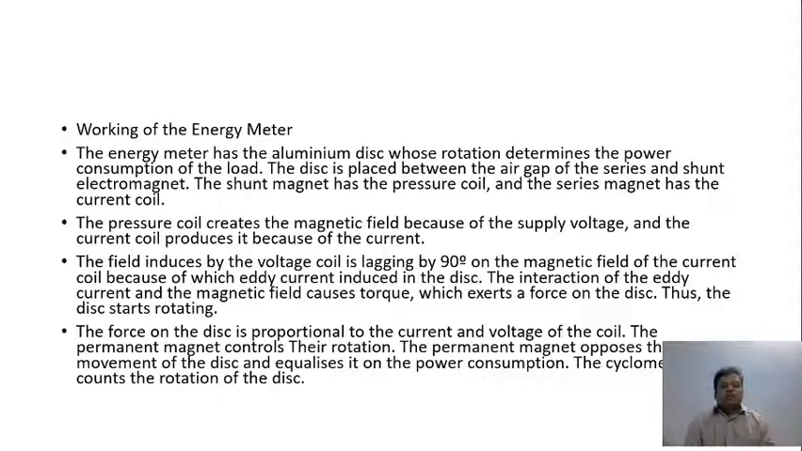The force on the disc is proportional to the current and voltage of the coils. The permanent magnet controls the rotation. The permanent magnet opposes the movement of the disc and equalizes it to the power consumption. The cyclometer counts the rotation of the disc.